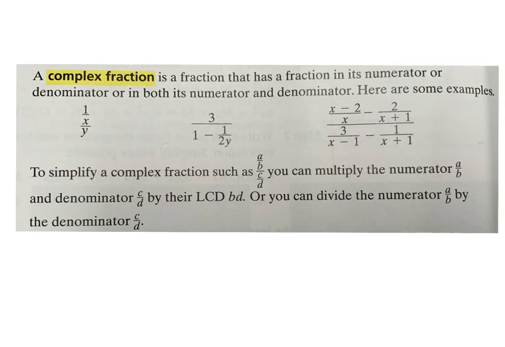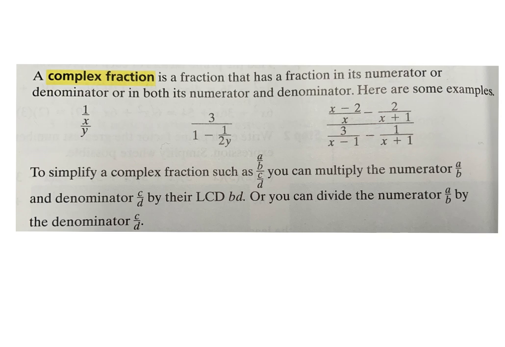Complex fractions. It's a fraction that has a fraction in its numerator or denominator, or in both its numerator and its denominator. Here are some examples of complex fractions. 1 over x over y. 3 over 1 minus 1 over 2y. And then this big thing over here that looks like apparently Donkey Kong. X minus 2 over x, minus 2 over x plus 1 over 3 over x minus 1 minus 1 over x plus 1.